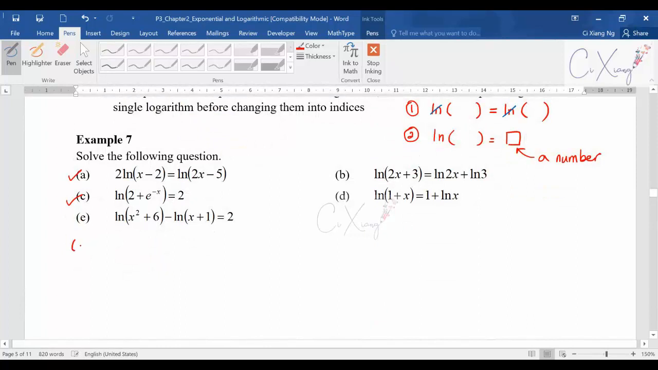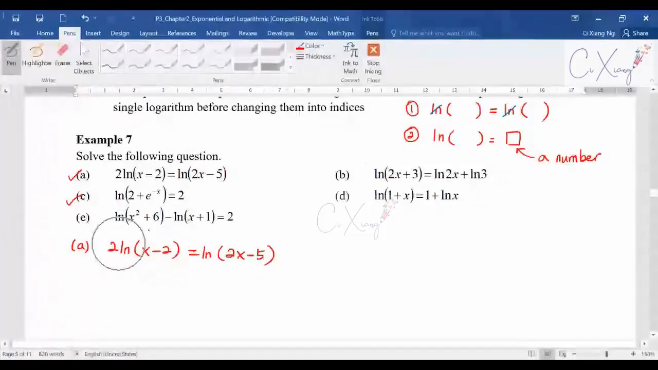I will start with 7a. The original question is 2 log (x minus 2) equals log (2x minus 5). They want you to get the value of x. Looking at the equation, I will first change the 2 into a power, so I have log (x minus 2) squared. This is the power rule that we learned before, and it equals log (2x minus 5).